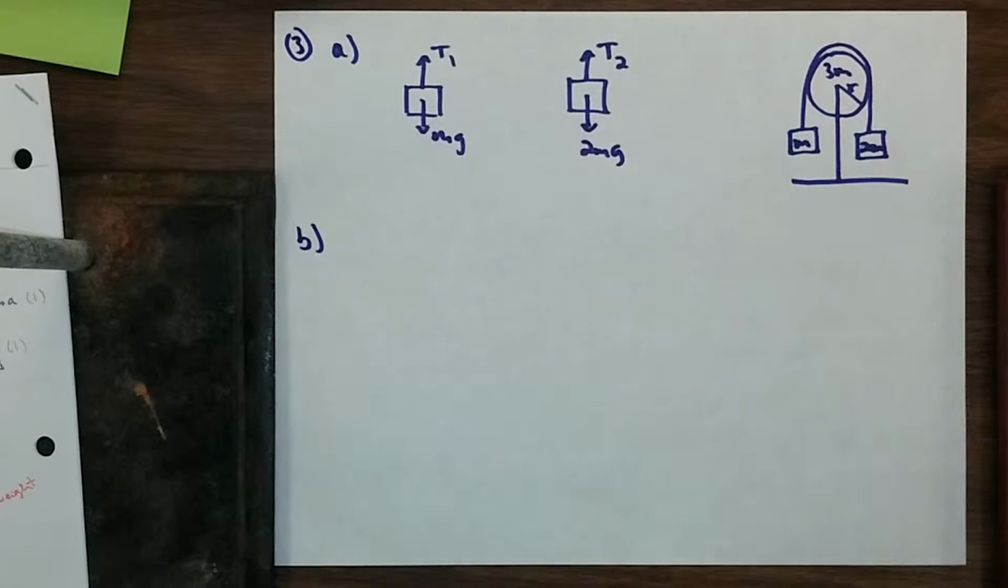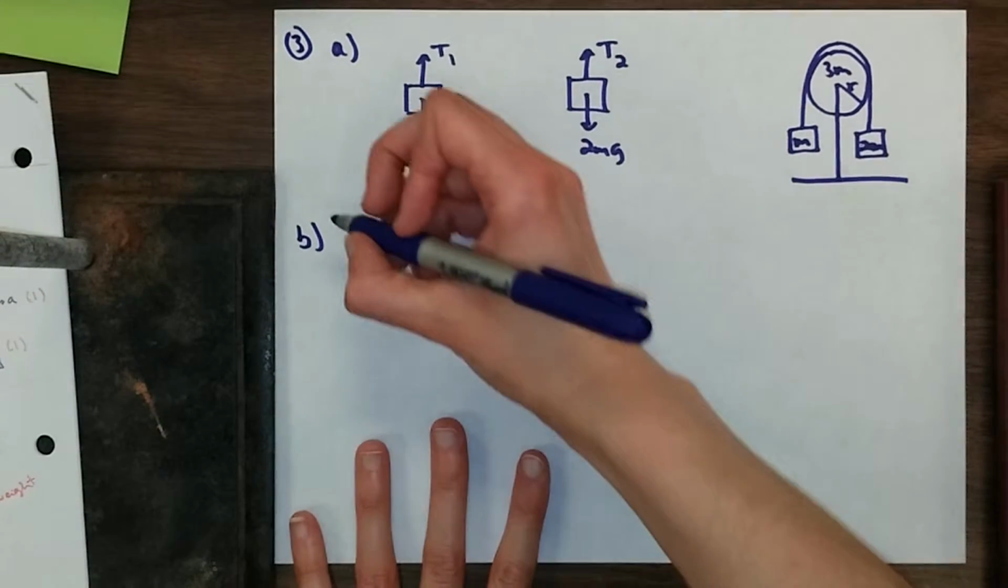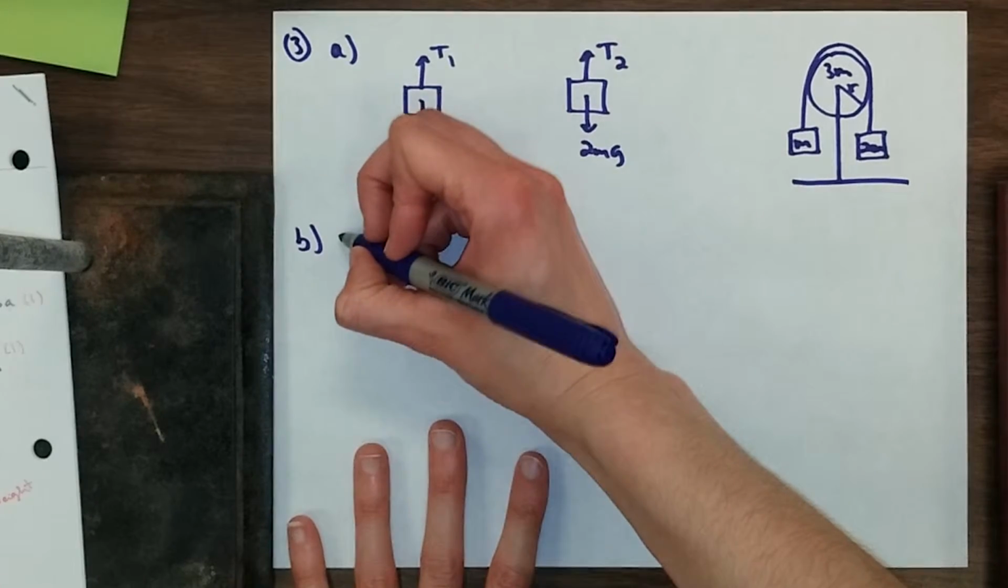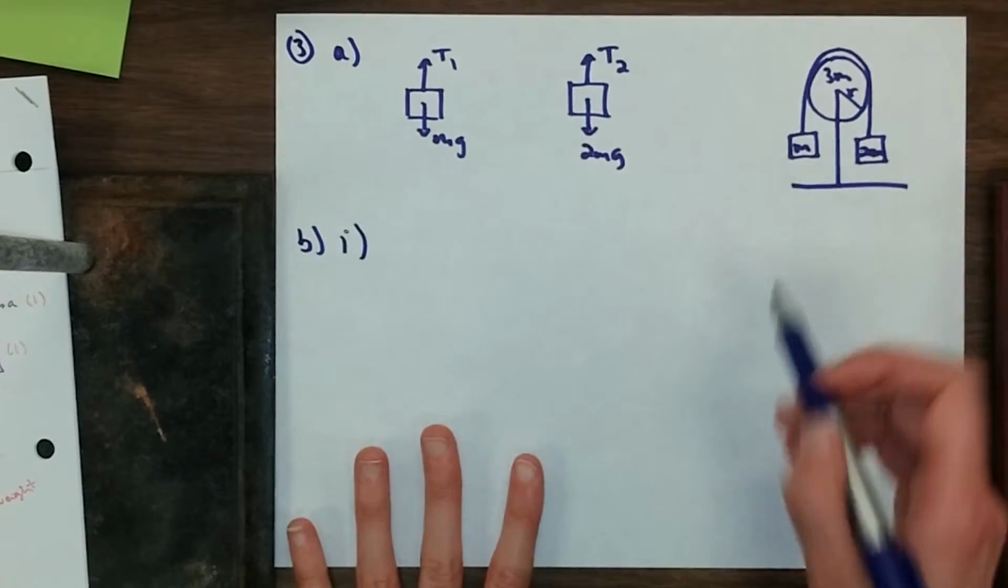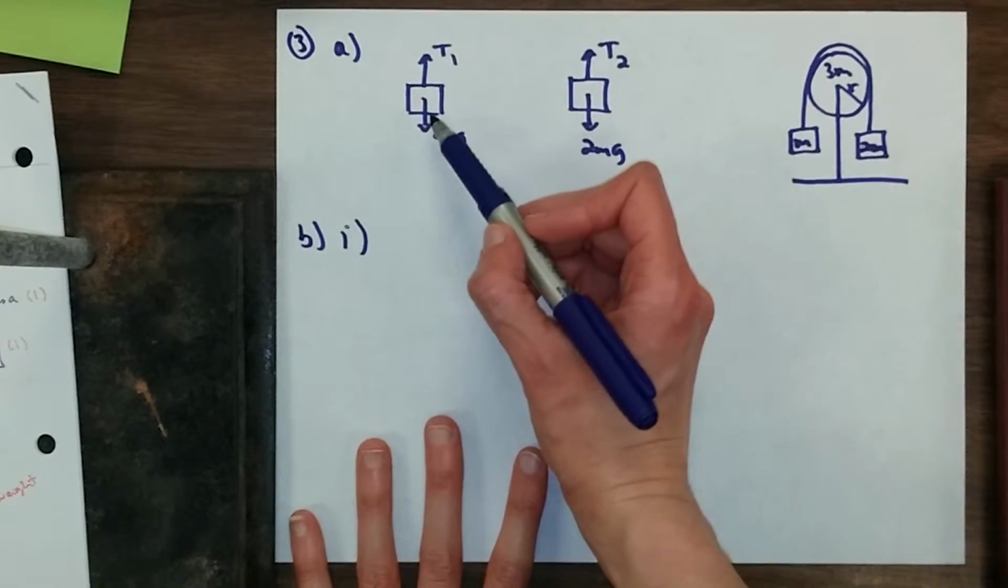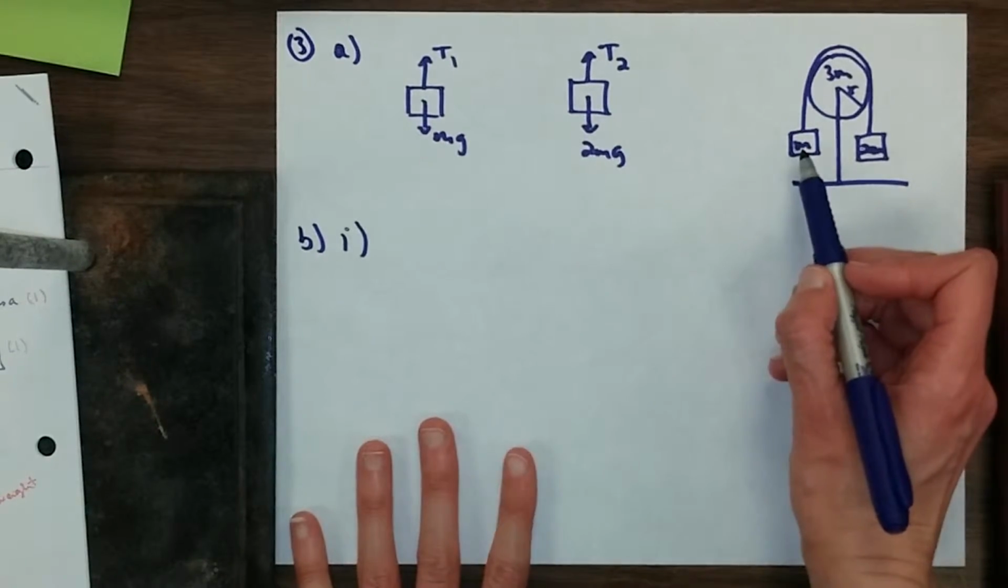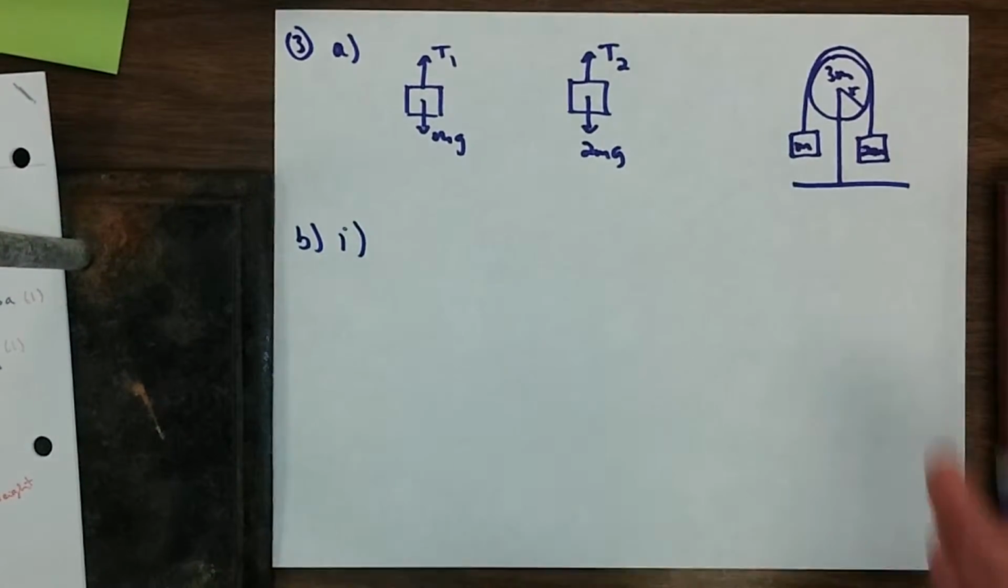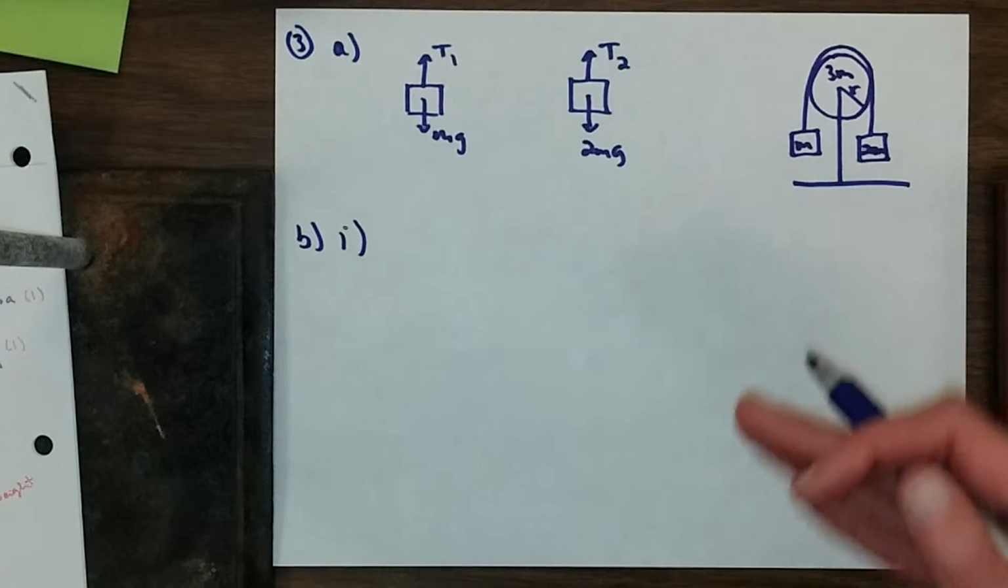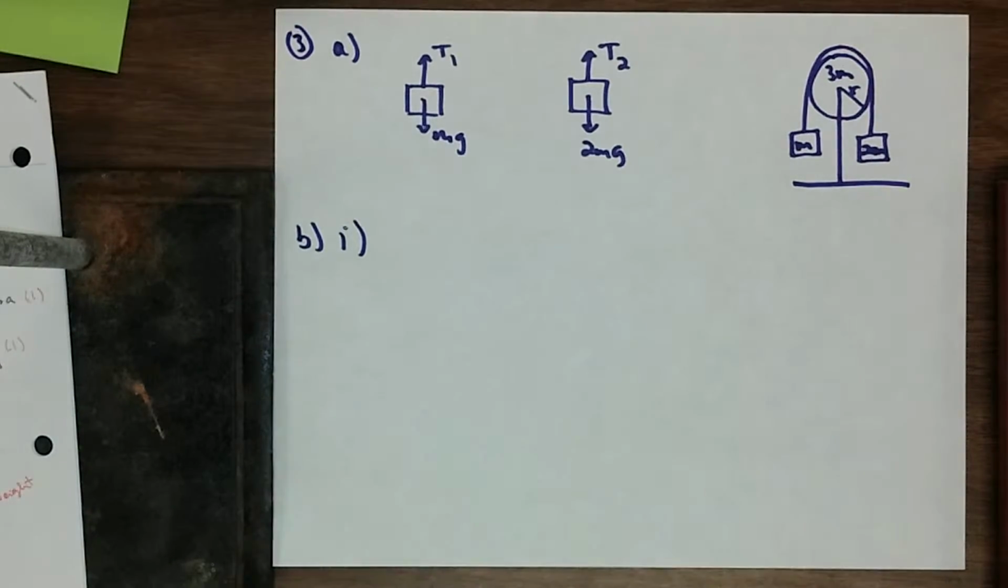Number 3B. I think some of you overthought this question a little bit. It was just asking you to write the appropriate form of Newton's second law for each object, like the two blocks and then the pulley. So for each block, like part I, if I start with the one that has a mass of m on the left here, it's going to move in a straight line. It's not going to rotate. So I'm just going to use regular Newton's second law.